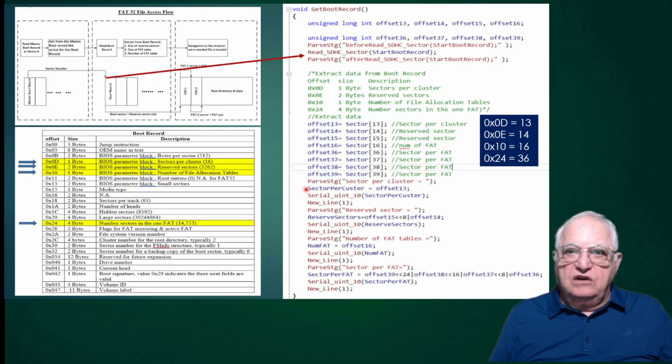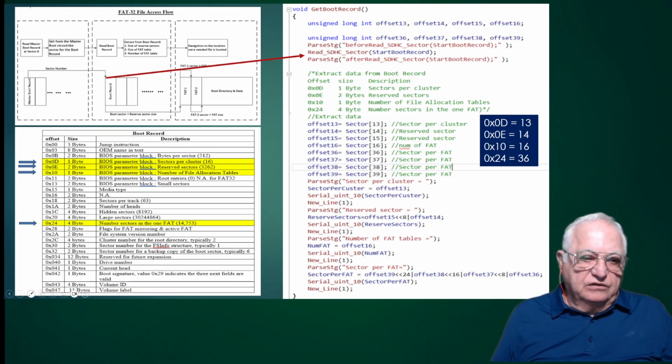And now these are global parameters, so we can use them in the other routines. So we have sector per cluster, reserve sectors, concatenating these two, most significant. We have number of FAT tables, and then sector per FAT table. So with these parameters, we have enough information to get us all the way to the root directory. So let's do that. So get the boot record, that's the routine that does this particular thing.